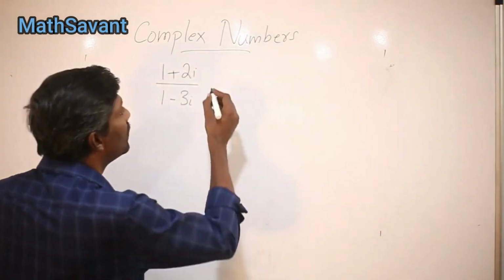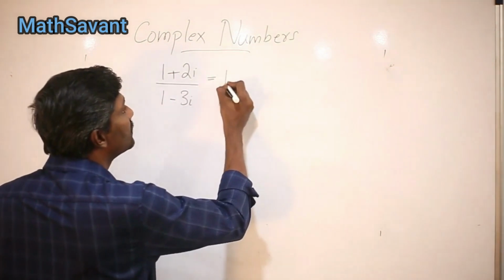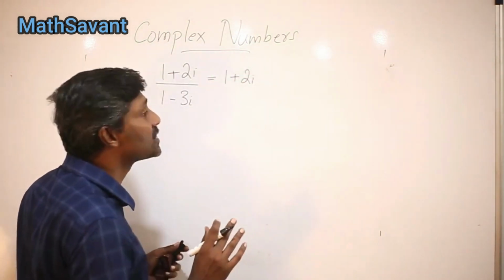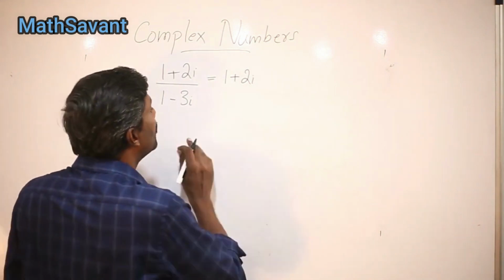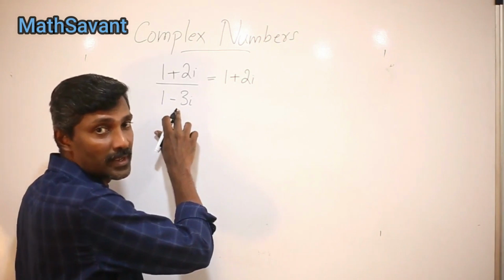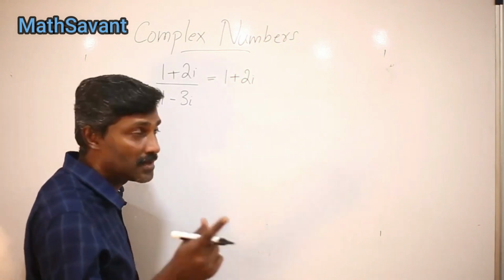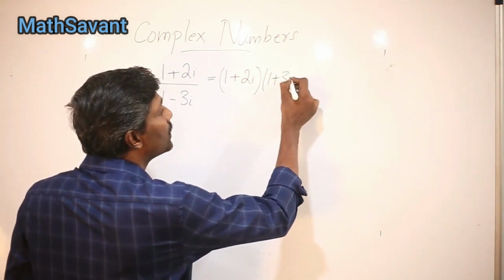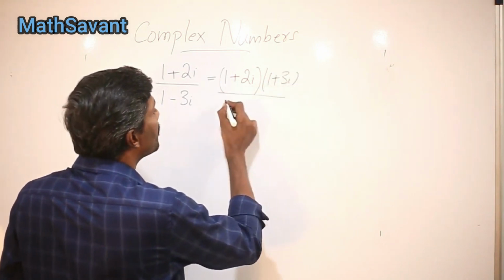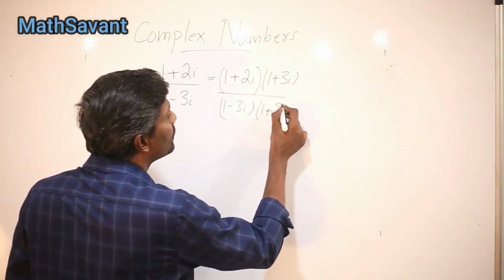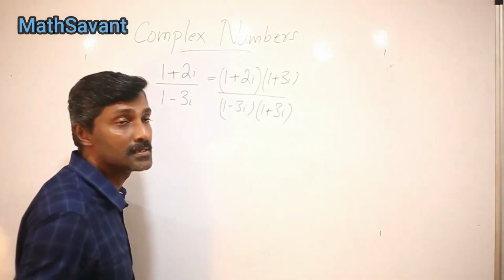So first let's divide these two complex numbers and reduce it to the a plus ib form. How do we do this? Already we have done this. Let the numerator be right there, don't disturb it: 1 plus 2i. We take the conjugate of the denominator. The conjugate of 1 minus 3i is 1 plus 3i. So we multiply the numerator and the denominator by 1 plus 3i. So this is how it goes. Hope you can see this.